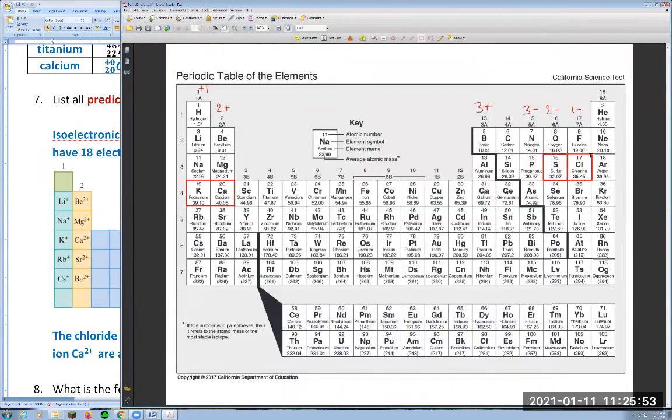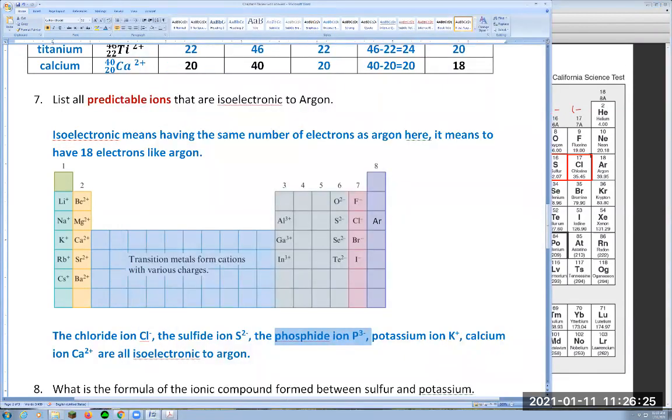Let's look at phosphorus here. The phosphide ion, so phosphorus, atomic number 15, likes to gain 1, 2, 3 electrons to be like argon and have 18 electrons like argon. So that's also an ion that is predictable because it's always making a 3 negative ion. So phosphorus with 3 negative charges is isoelectronic to argon. So there is the phosphide ion as well, the potassium ion K+, and then the calcium ion Ca2+, are all isoelectronic to argon.